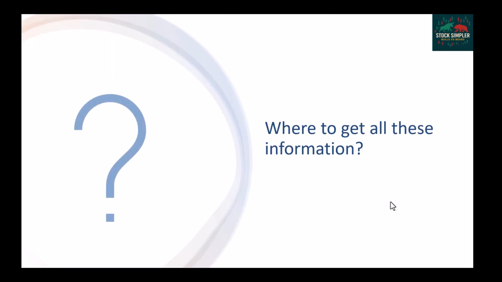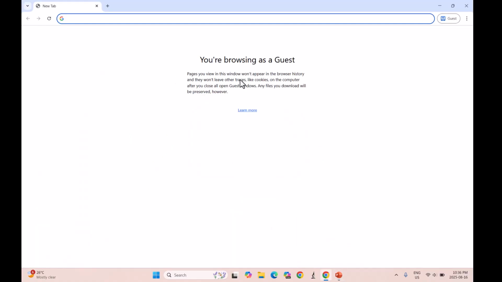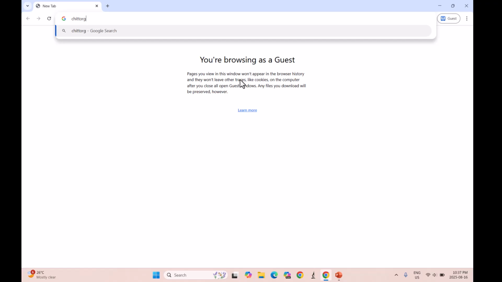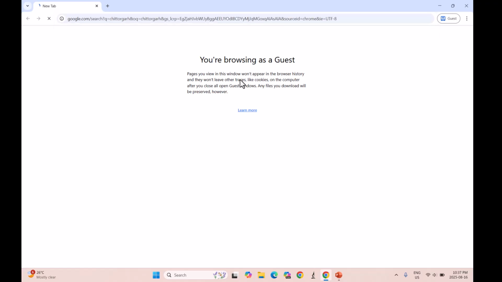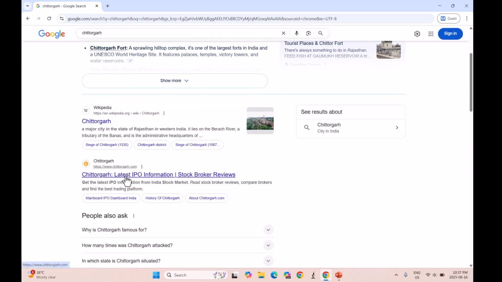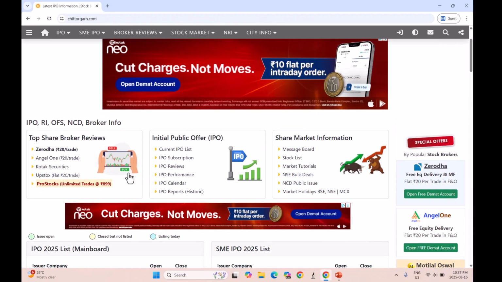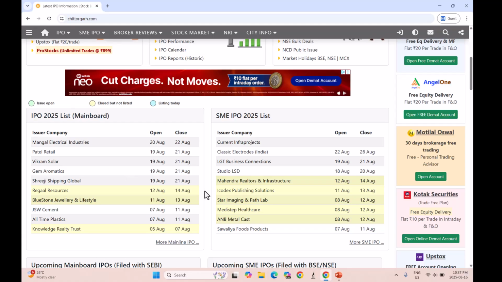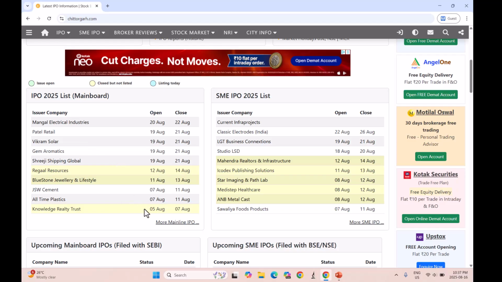Then the next question: where to get all this information from? For that, you can go to your browser and type Chittorgarh. Then you can see this yellow logo; this is the website I am talking about. Once you click on that, just scroll down, and on the left side you can see the main board IPO. Here you will get all the information about main board IPOs.